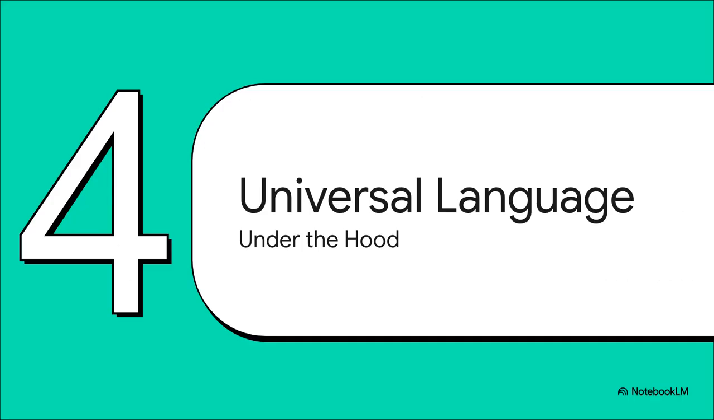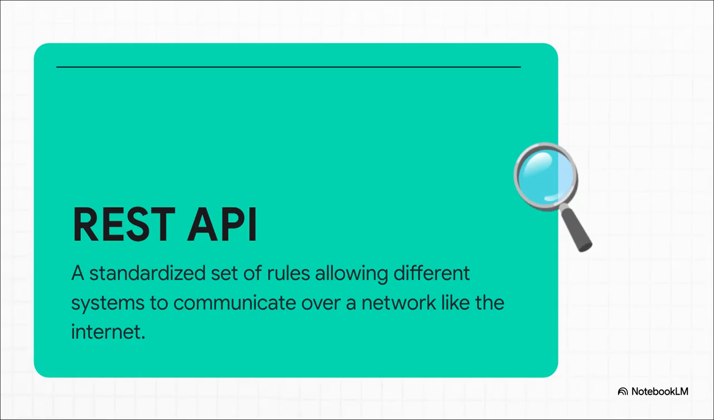Okay, so we know the messages are sent as JSON over HTTP. But what is this system of rules? I mean, this isn't some weird custom thing Selenium invented. It's actually built on a rock-solid foundation that powers, well, pretty much the entire modern web. The universal language here is a REST API. We've probably heard that term thrown around. And really, it's just a standard way for computer systems to talk to each other over a network.